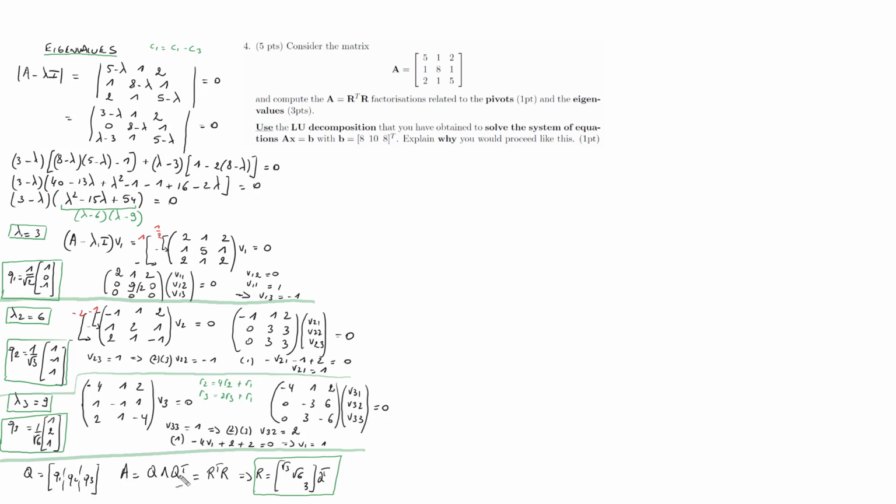So we have Q lambda Q transpose. Lambda is this diagonal matrix over here where you have the eigenvalues on the diagonal, and this matrix over here is actually the square root of lambda. You can write it like this because, since the matrix is positive definite, the eigenvalues are positive. So you can write Q lambda Q transpose as R transpose R, and to have this decomposition, you have to write R as the square root of lambda times Q transpose. So this is the first R transpose R factorization, the one linked to the eigenvalues.